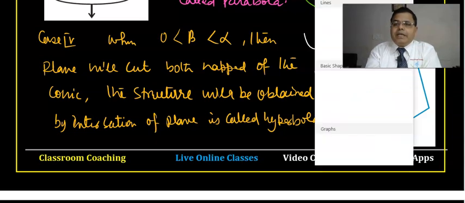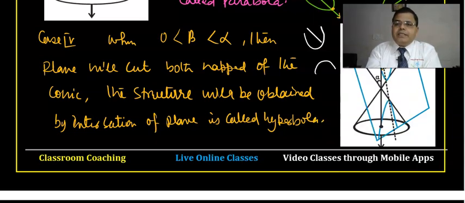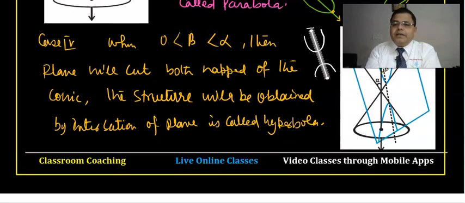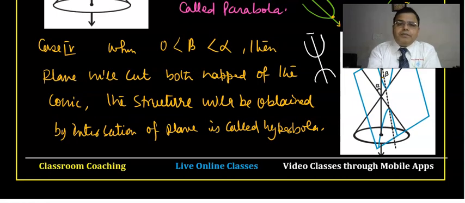And the axis of this will be like this, okay? So this structure is called a hyperbola. This type of structure that we obtain is called hyperbola. You have seen here from the blue lines, it is already marked. So that will be a hyperbola. I hope you are getting this point, right? So these are the few situations where the plane cuts other than the vertex of the double napped conic.